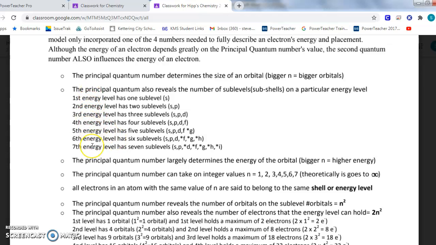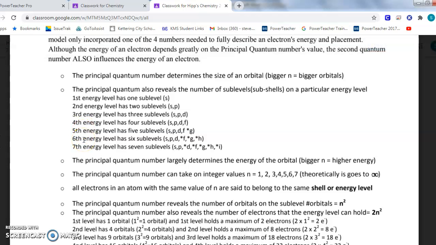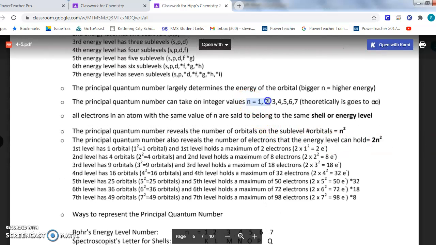So there are 7 levels to the atom. Bohr knew that. What Bohr didn't know, and where quantum mechanical models build upon Bohr's model, is the fact that electrons can occupy different numbers of sublevels, and the number of sublevels corresponds to our first quantum number, n. So n is allowed to be 1 through 7, and it will also tell you how many sublevels are possible on that energy level. So what are n's values allowed to be? We can see right here, n is allowed to be 1 through 7, theoretically up to infinity.